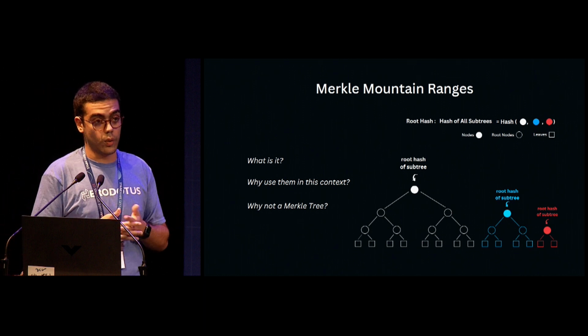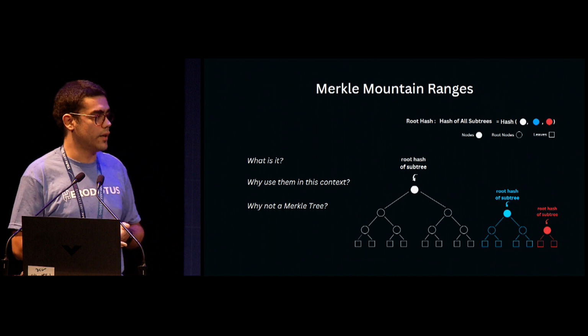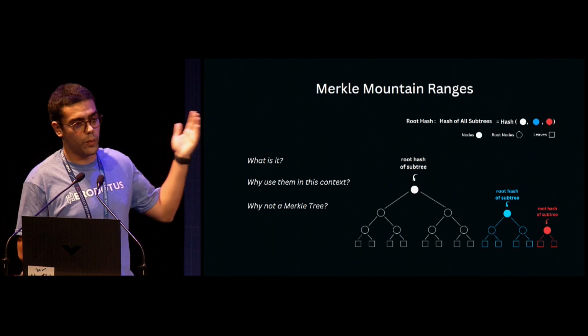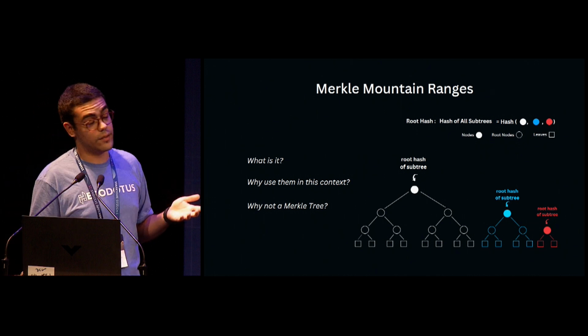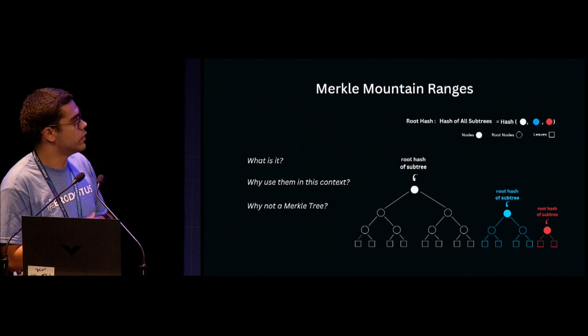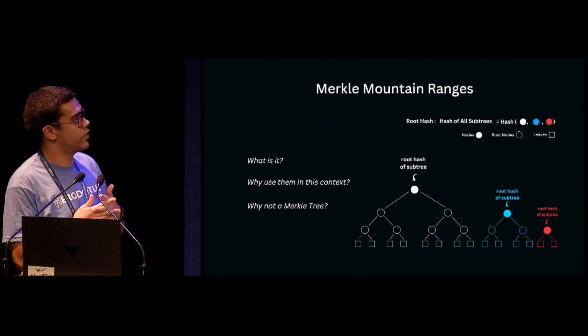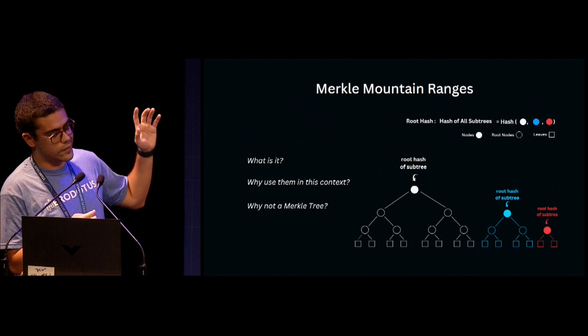You can't really append to a Merkle tree. Merkle trees are not meant to be appended to. So we use Merkle Mountain Ranges. Merkle Mountain Ranges are essentially like a Merkle tree, but you can append to them and also update elements. And the way they work from an implementation point of view, they are essentially a list of Merkle trees.